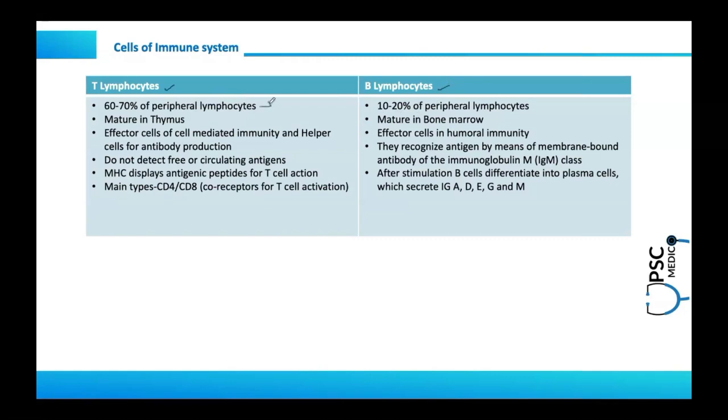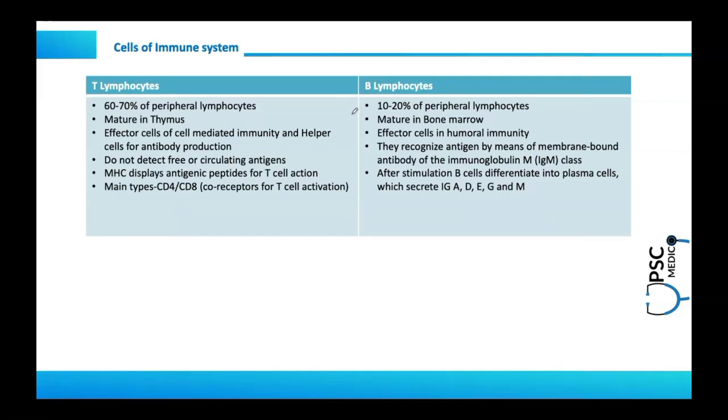T lymphocytes, as I already told you, are wandering peripherally, they roam here and there. That's the reason 60 to 70% of the peripheral lymphocytes are T lymphocytes, whereas B lymphocytes are only 10 to 20% of the lymphocytes. And the next important thing is that T cells mature in the thymus, and B cells mature in the bone marrow. That's the reason these are thymus derived and these are bone marrow derived lymphocytes. Major maturation process occurs in the respective organs.